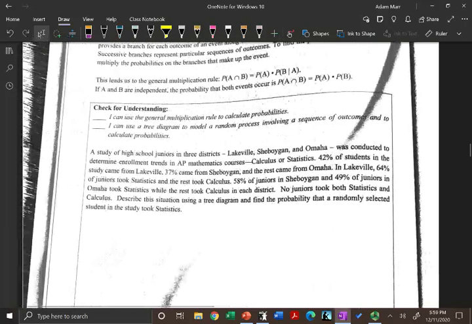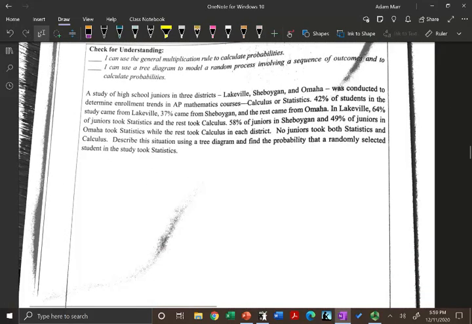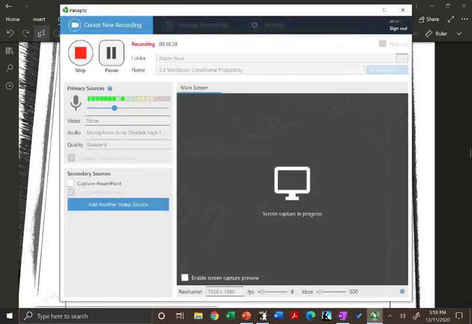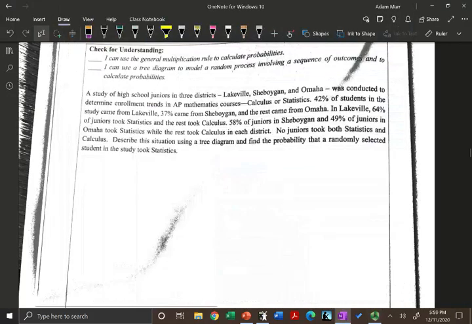All right, let's look at now, right here, we are going to end up doing a tree diagram. All right, we're going to look at a tree diagram right here. Okay, let's take a look. A study of high school juniors in 3 districts, Lakeville, Sheboygan, and Omaha, was conducted to determine enrollment trends in AP Mathematics courses, calculus, and statistics.